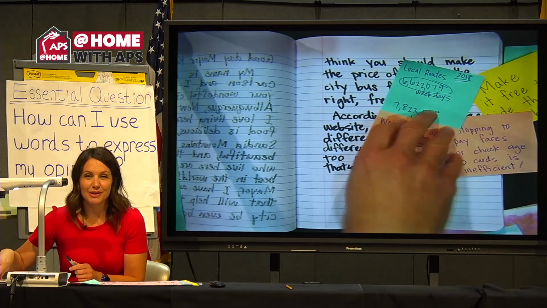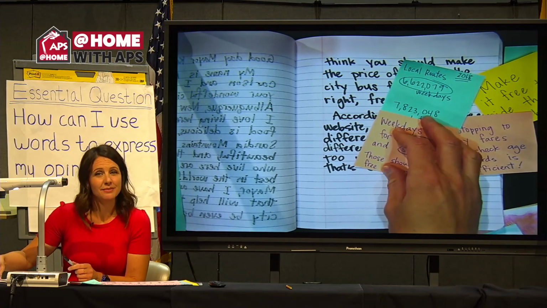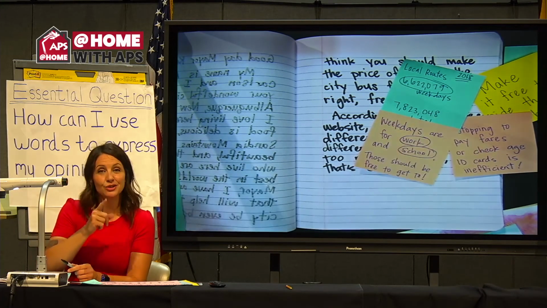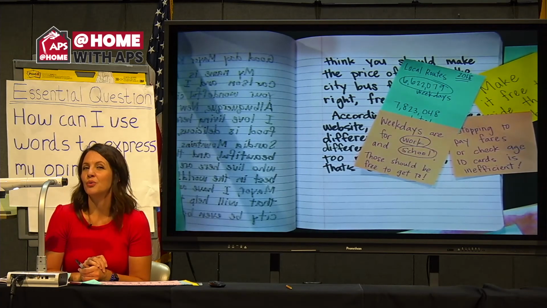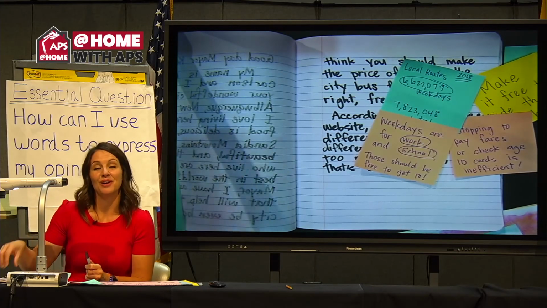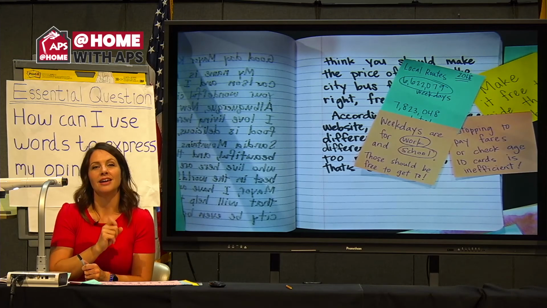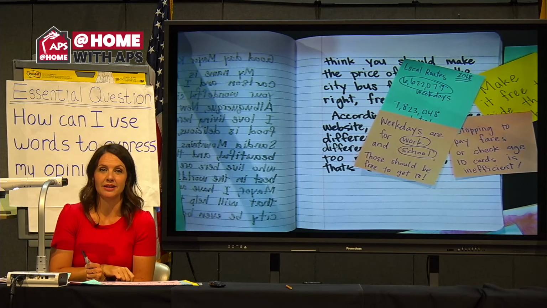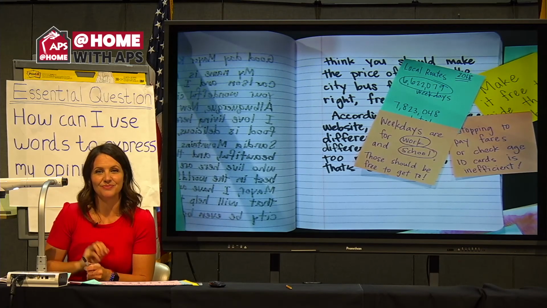I'm going to finish writing my letter, and I'm going to send it to the mayor's office. You can do that too. In America, we have the right to share our opinions. Writing a persuasive letter is one way you can express your opinion, especially to those who are in the government.